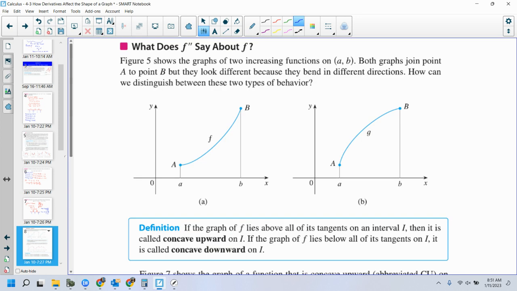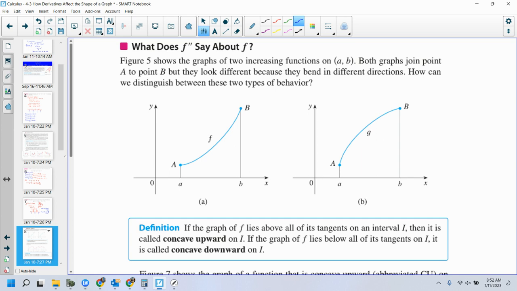All right, so that's f prime, the first derivative. So what does the second derivative say? What does the rate of change of the rate of change say? What does the derivative of the slope actually mean about the graph? This figure shows the graphs of two increasing functions from a to b. Both graphs join point A to point B, but they look different because they bend in different manners. How can we distinguish between these two types of behavior? We are going to call them concave upward and concave downward.